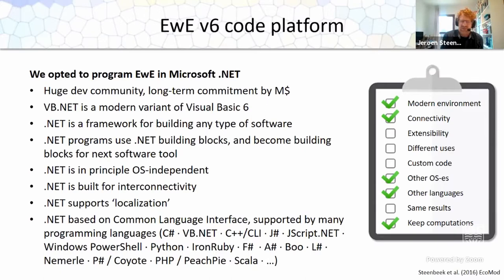.NET had another additional set of benefits. It was in principle operating system independent. It was built for interconnectivity, so that would at least crack open the door for future extensibility. .NET natively supports things like localization, so you can basically switch user languages. You can translate interfaces to whatever language you want. .NET would not care. Another cool thing is .NET is based on something called the Common Language Interface, which is an overarching language set that is supported by a whole load of other computing languages, which meant that you can basically use .NET code in a whole range of programming languages, and those programming languages are interchangeable. That allows for a large uptake of the software that you write in .NET.